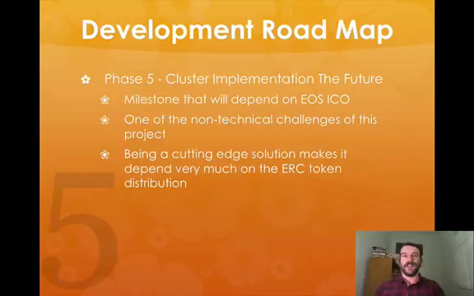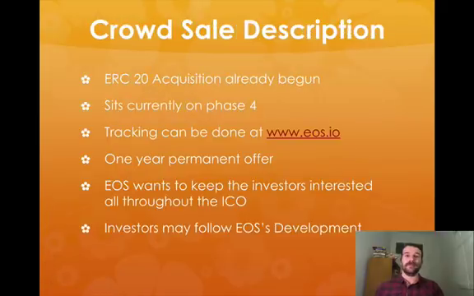And of course, phase 5 is just a reference milestone, and this one in particular is still undefined and will depend on EOS's ICO. This is one of the non-technical challenges that these guys at EOS will face in the future, and that they really have to handle carefully. Like I said before, this all is going to depend on the ICO's performance, of course.